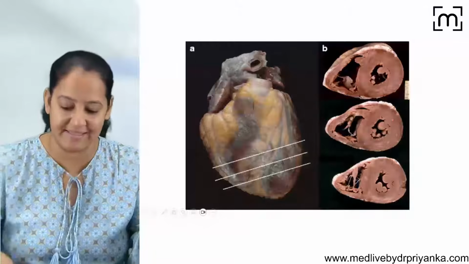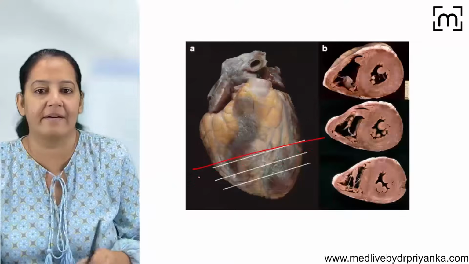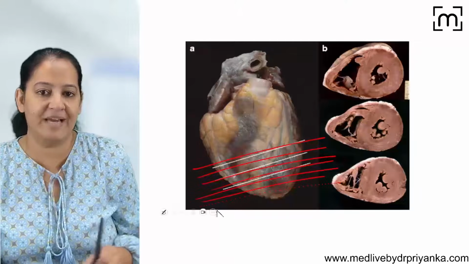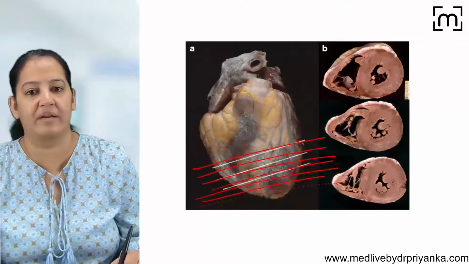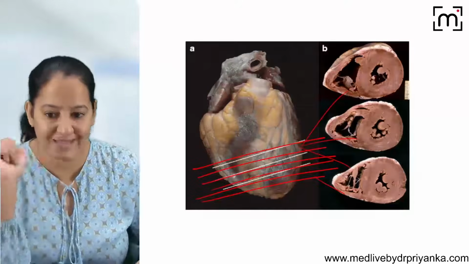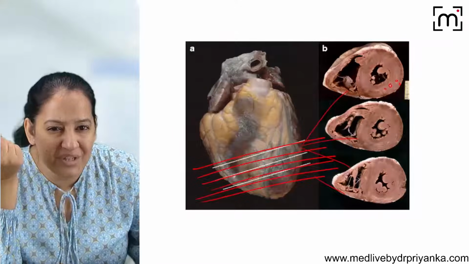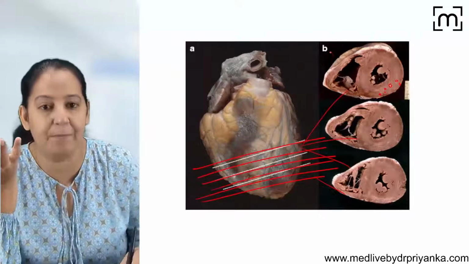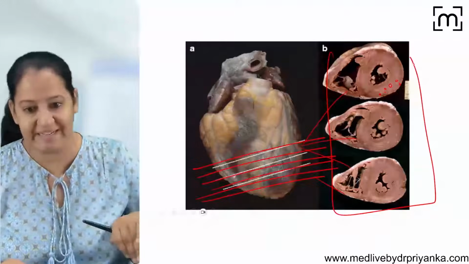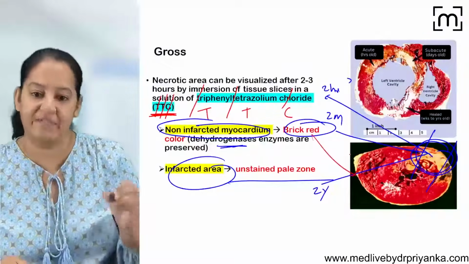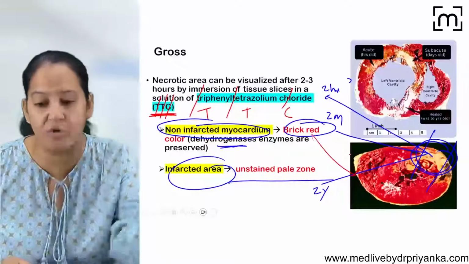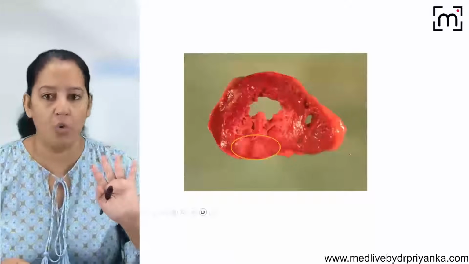This is how we cut the slice. I told you, we cut multiple slices here, 0.1 centimeter thickness, and put all of them. The normal slices look like this. Now it can have infarct. You can see small whitish infarcts. It's very difficult to see. Put all of them in TTC. They will become like this. If they have infarct, the yellow area will stand out on a red background. So this is how we perform the gross.